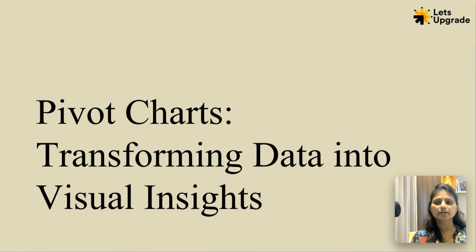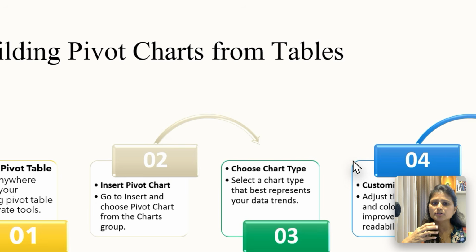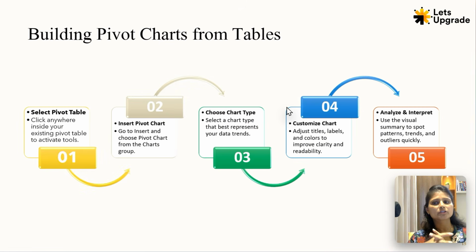Now it's time for us to understand how pivot charts are created. When I say I'm creating pivot charts, that means I'm transferring my data into visual insights so that I can have a graphical view on the screen. Now, what's the purpose of that, or what's the flow of working with charts?